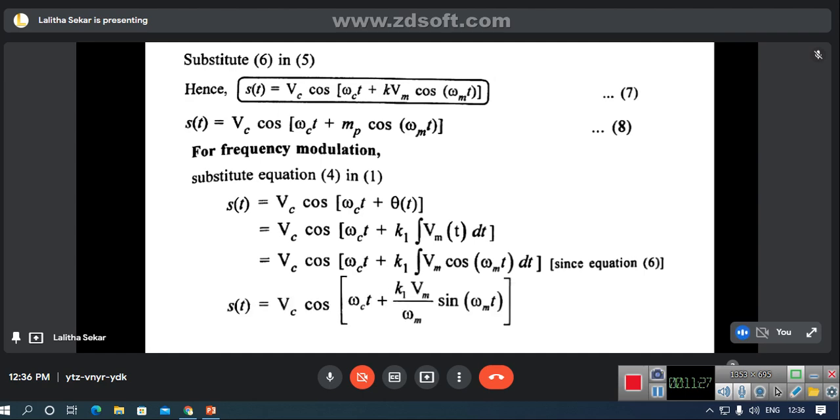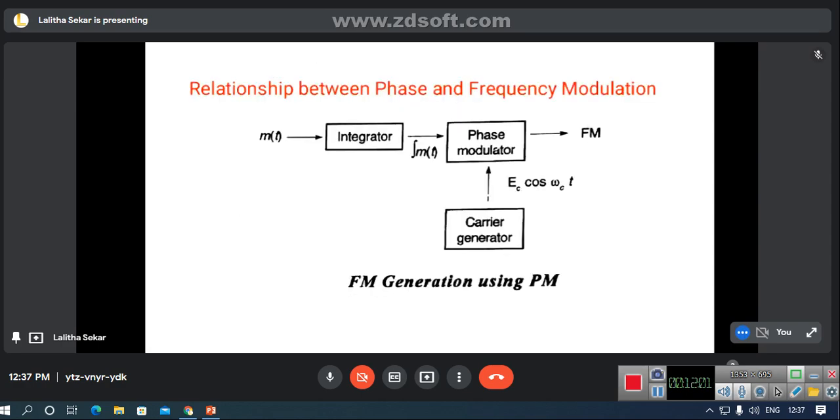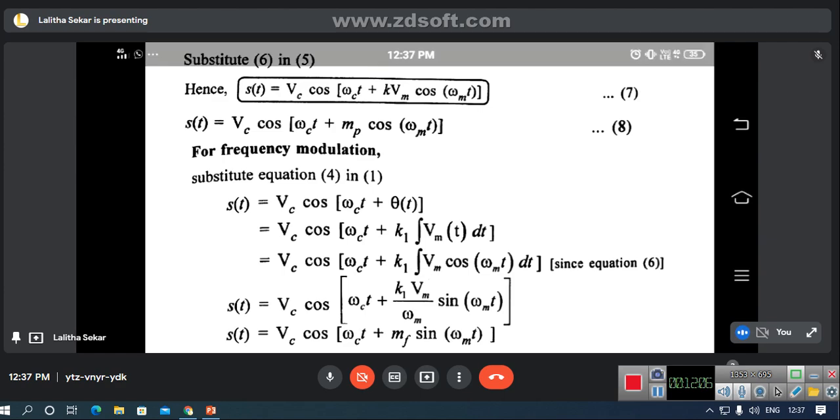For frequency modulation, substitute equation 4 in 1. We get s(t) is equal to Vc cos ωc t plus θ(t). Instead of θ(t), we put the integral of k1 Vm(t). Integrating the Vm(t) value, we get s(t) is equal to Vc cos of ωc t plus k1 Vm divided by ωm, and the integral of cos ωm t gives sin ωm t. So s(t) is equal to Vc cos ωc t plus mf sin ωm t. This is the frequency modulation equation.